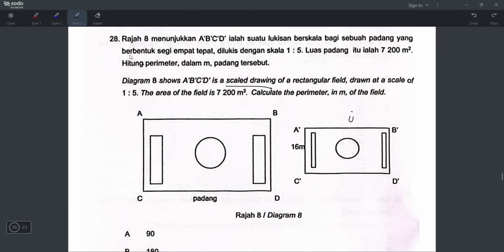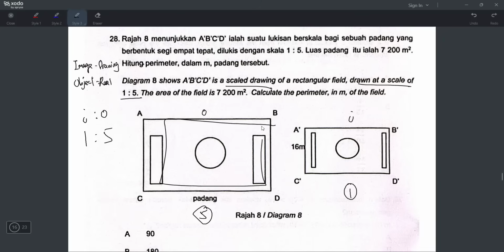Okay, so the keyword for image is drawing, and the keyword for object is the real size, or you can say the actual size. So if they say this one is the drawing, it means this is the image, and so this one is automatically the object. And they say drawn at a scale of 1:5. When we write ratio for scale drawing, we will always write I ratio O. So the 1 is the ratio for image, and 5 is the ratio for object. It means this is exactly 5 times bigger than this. Okay, only the length is 5 times longer.